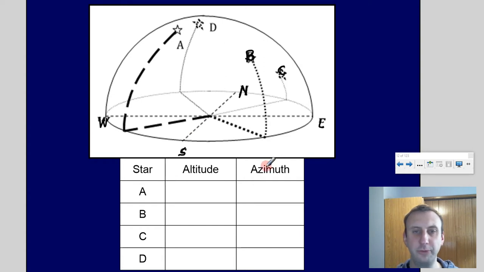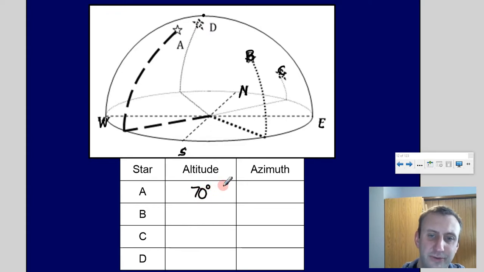Okay, so if I was looking at star A and I was trying to figure out my altitude, we're doing altitude first. So zenith right here, that would be 90 degrees. I would say that this is about 15, 20 degrees from the zenith. So I'm going to go ahead with 70 degrees. I'm going to keep it simple. 70 degrees for that. Now we have the azimuth to figure out.